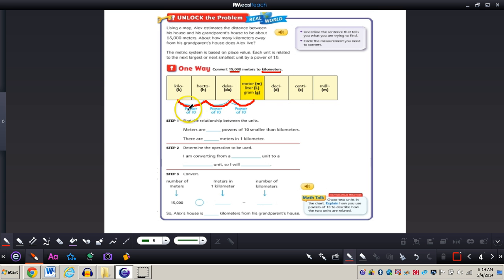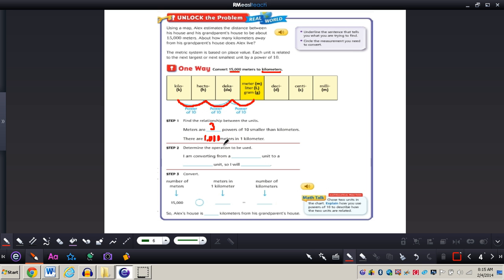Okay, so what we want to do is find a relationship to the unit. Meters are, we could see right here, 3 powers of 10 smaller than kilometers. So we know there are 1,000 meters in 1 kilometer. For each power of 10 you go, you would add a 0 to the end of your 1, trying to figure out how many meters there are in a kilometer.